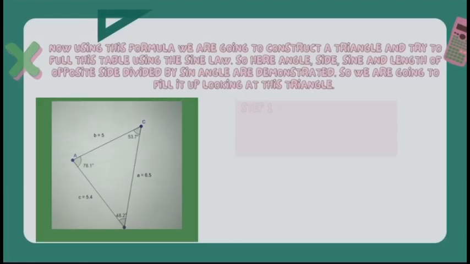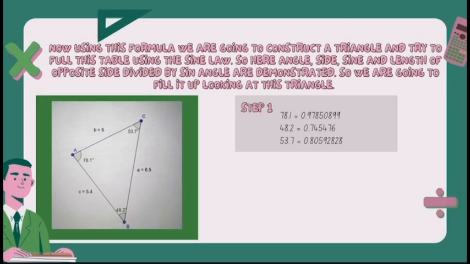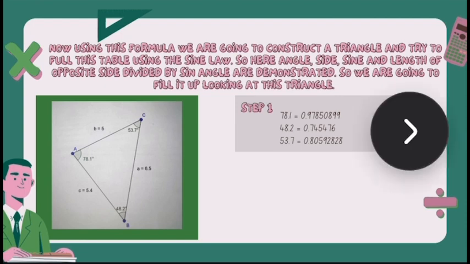So firstly, we fill the table. A is equal to 78.1, B is equal to 48.2, C is equal to 53.7. As I told you before, guys, sides which are opposite to a given angle are connected. So 6.5 goes for A, C goes for C and is equal to 5.4. And 5 goes to 48.2.